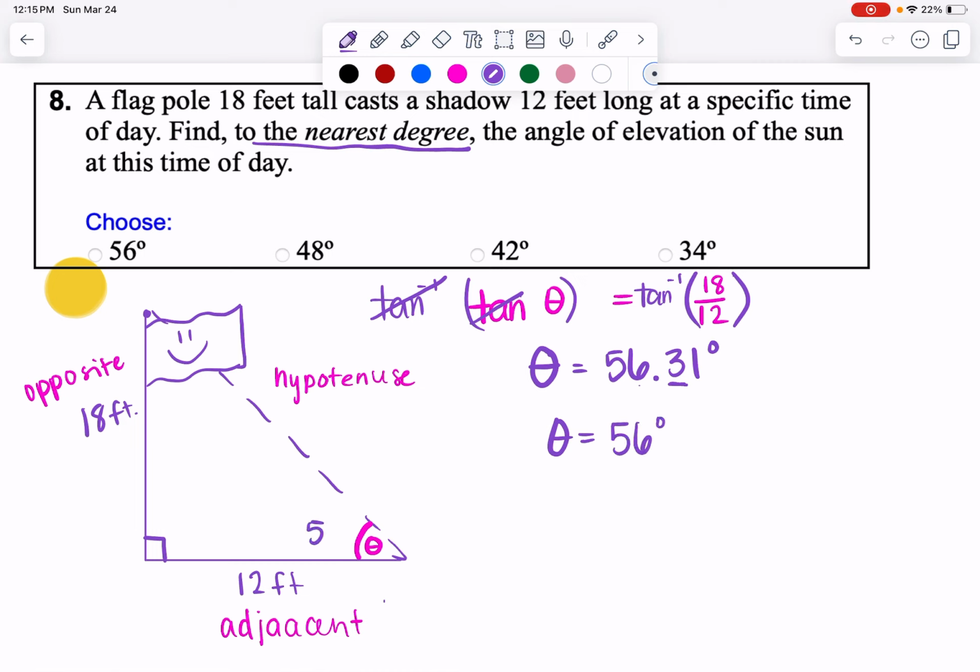So that is what we have here. And that would be our answer choice that we would need to choose for this problem when we're solving right triangle trig word problems, specifically solving for a missing angle.